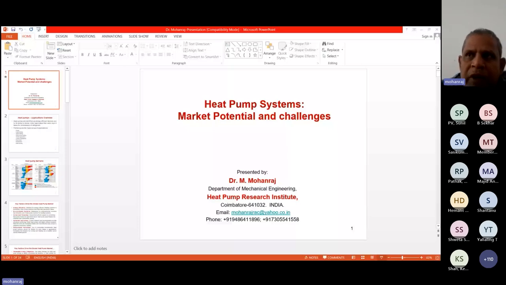Especially in the field of drying, water heating, heat regeneration purpose, and desalination purpose. We have developed some heat pumps, which we are going to showcase in this presentation. And I am also going to explore some of the market challenges and potential of the heat pumps, especially in the Indian scenario.